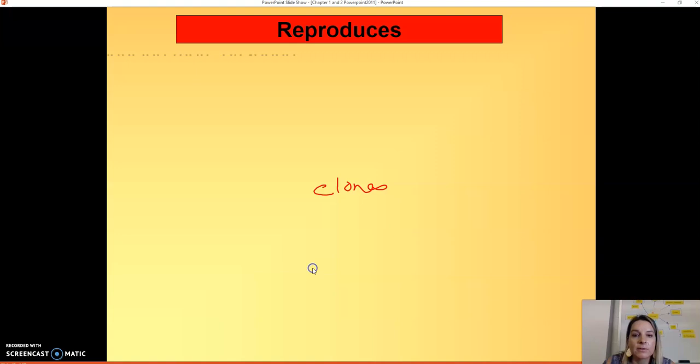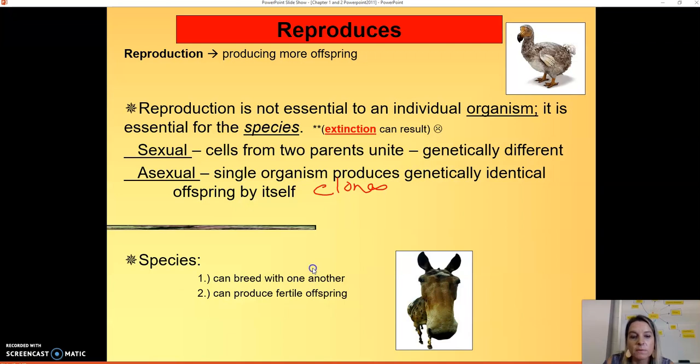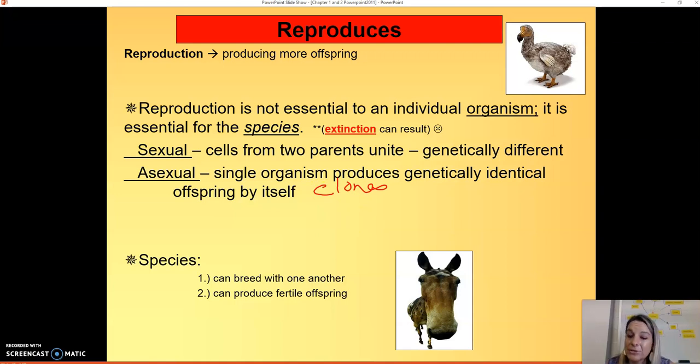So the next characteristic of life is reproduction. All living things must be able to reproduce and produce fertile offspring. That word clone does not need to be there with the dog there. So reproduction is when you produce more offspring, and it's actually not essential to all living things. So you can't walk around and say, oh, that woman there never had kids, so she's not a living thing. She didn't reproduce. That's not the case. What the case is, is that the species as an entirety has to be able to make new babies, or extinction will result. Like the dodo bird's not here anymore because they couldn't reproduce.